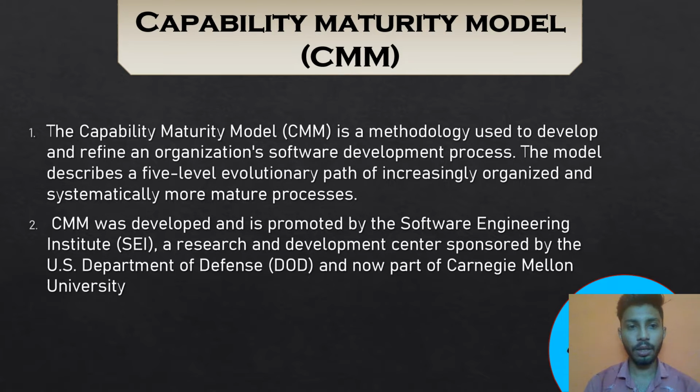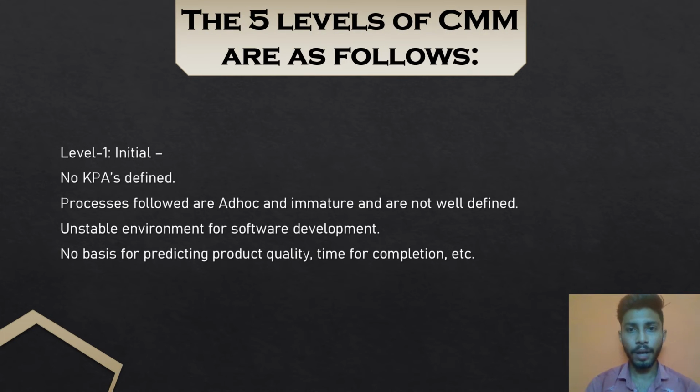CMM model. The Capability Maturity Model is the methodology used to develop and refine an organization's software development process. The model describes a 5-level evolutionary path of increasingly organized and systematic, more mature processes. CMM was developed and is promoted by the Software Engineering Institute, a research and development center sponsored by the US Department of Defense. The 5 levels of CMM are as follows.